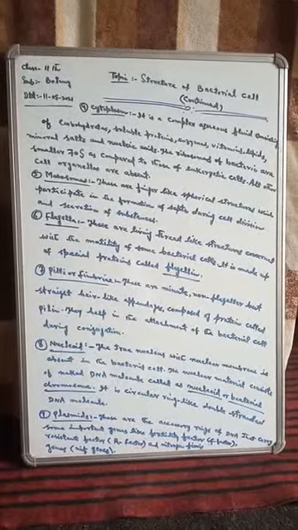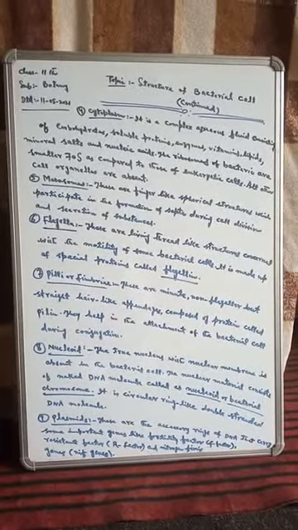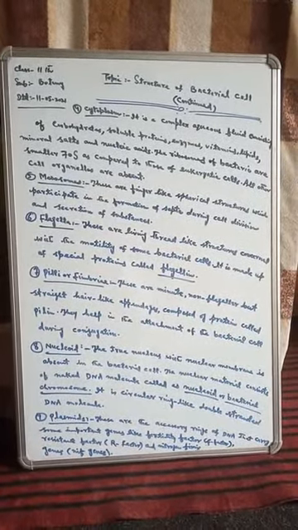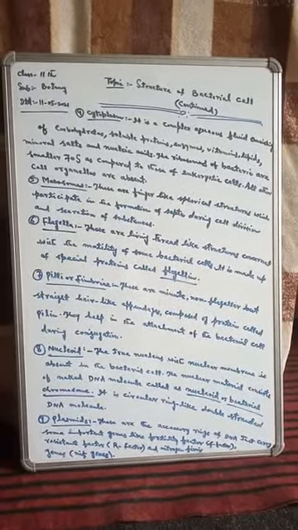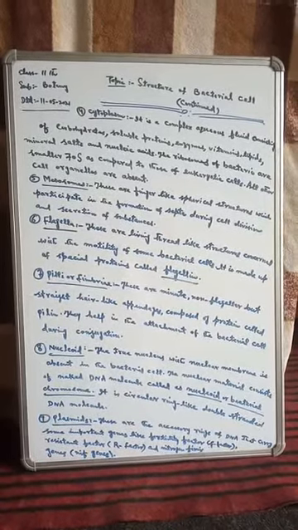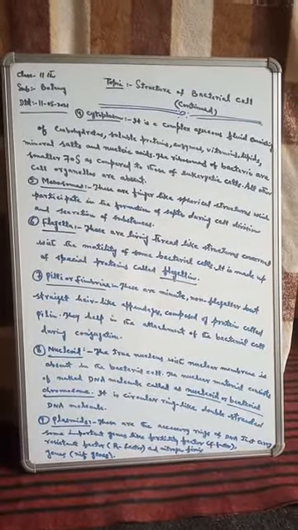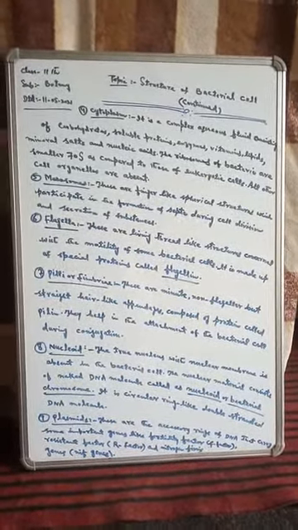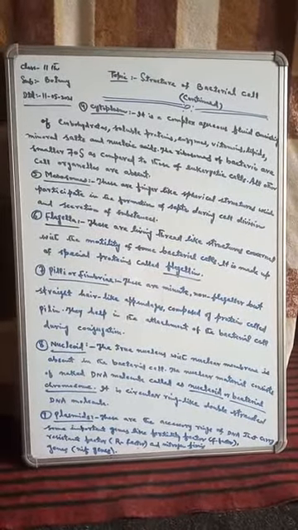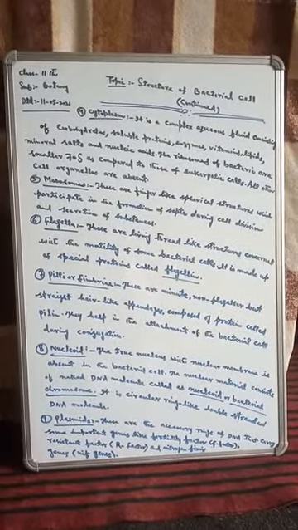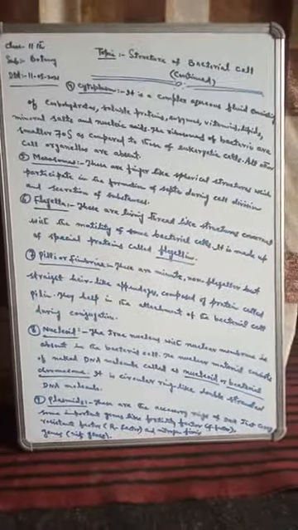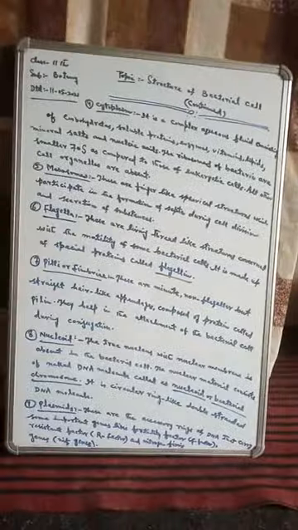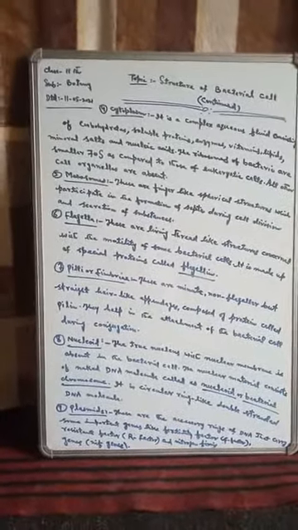The ribosomes of bacteria are smaller, 70S, as compared to those of eukaryotic cells. So you should also remember here that the bacterial cells have ribosomes which are very much smaller, 70S, as compared to those of eukaryotic cells. All other cell organelles are absent. The other cell organelles like mitochondria, Golgi apparatus, etc., are completely absent in the cytoplasm of this bacterial cell.